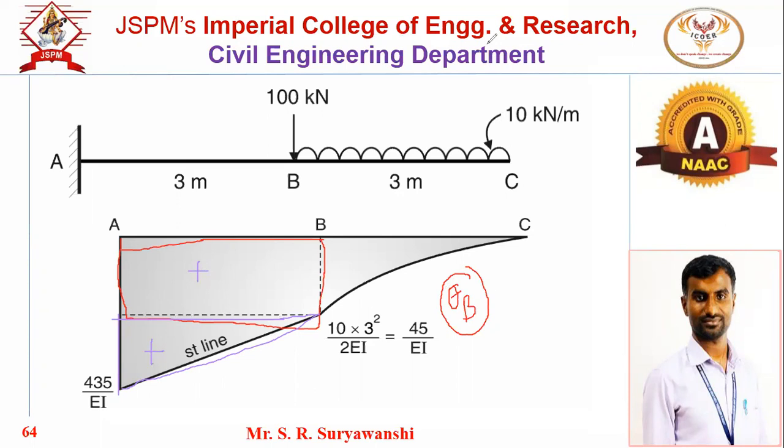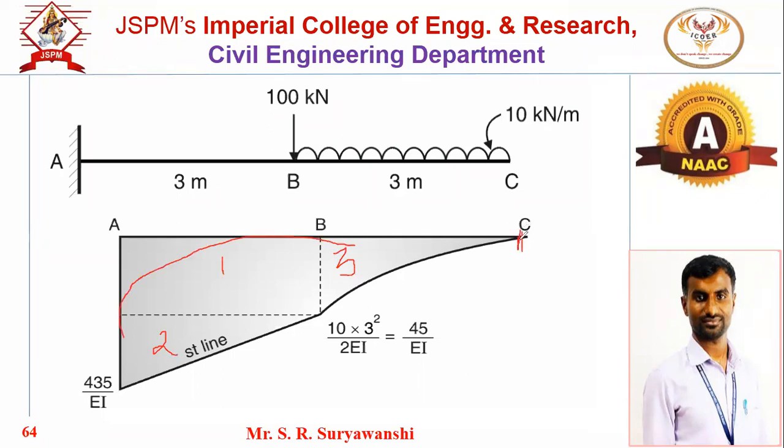Then if you have to find out slope at free end C, that will be area of rectangle plus area of triangle plus area of parabolic curve. If you make sum of all this total area, you will get the slope at C. And for the deflection at B, consider the moment of area about point B for this rectangle and triangle. Then for deflection at C, moment of area of this rectangle, triangle, as well as this parabolic curve.